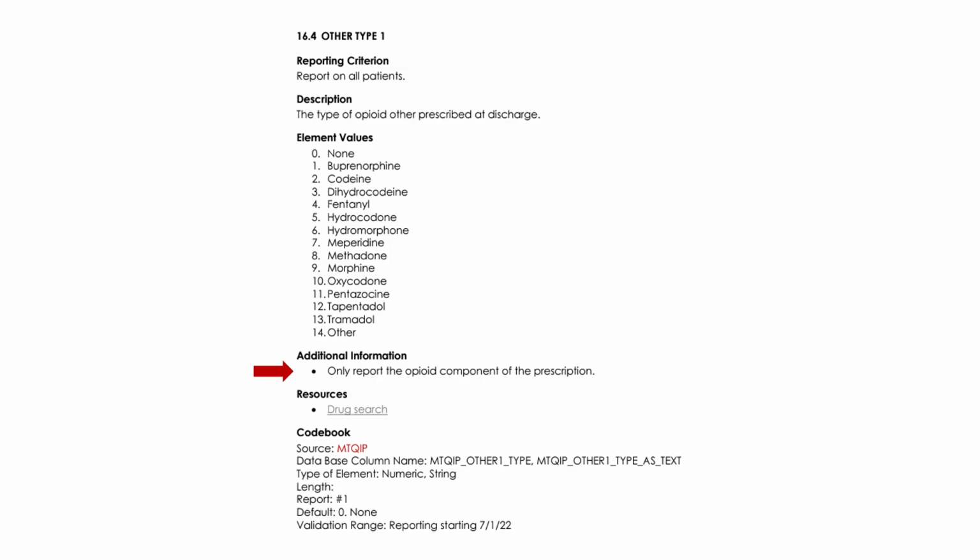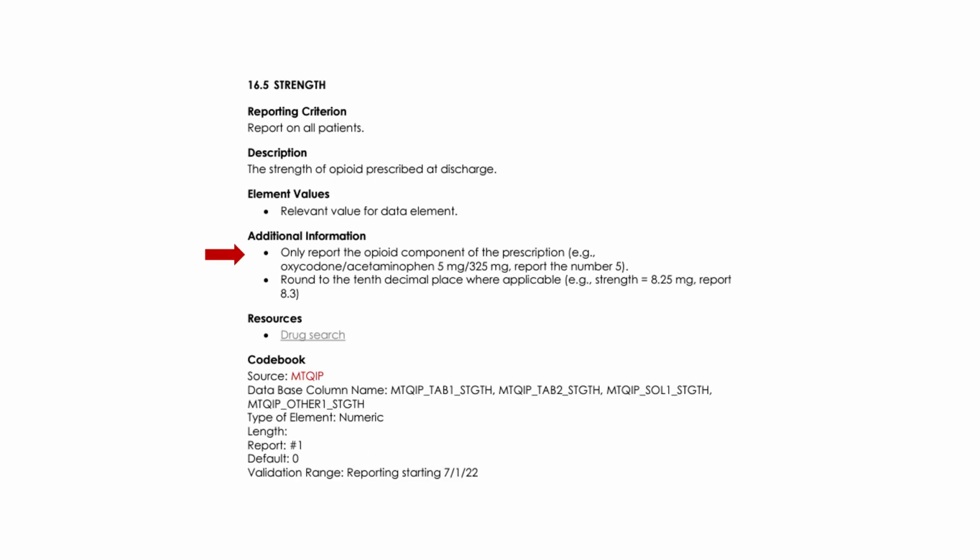Other type 1 is the type of opioid prescribed for the patient at discharge that is not in a tablet or solution dosage form. Examples include transdermal patches, buccal films, lozenges, suppositories, and sublingual films. For combination medications, report only the opioid component of the prescription and the information related to the opioid component. Do not report this data element if the patient elopes and the discharge prescription status is unknown.